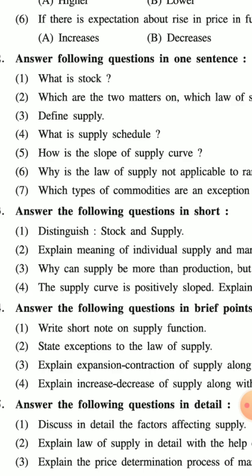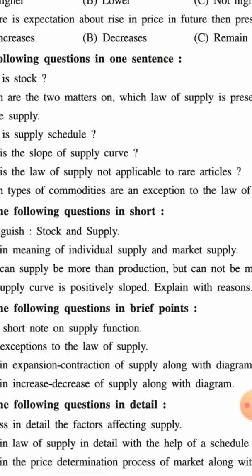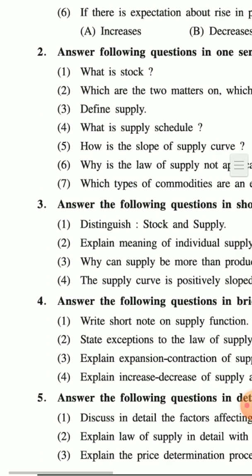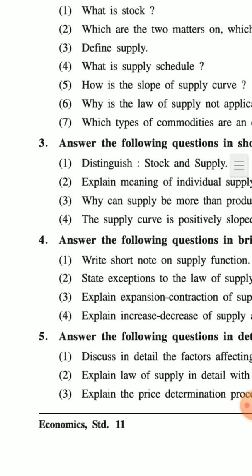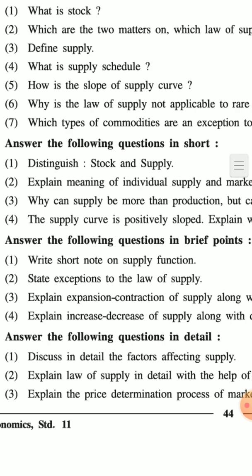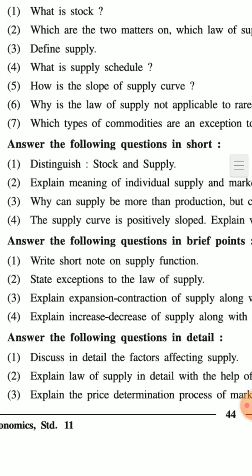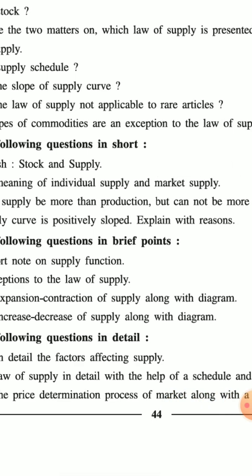So which type of commodities are exceptions to the law of supply? Then you explain the exceptions. Rare goods and what is the other good? That is perishable goods, they are exceptions. Then write this: distinguish between stock and supply. Distinguish what is individual supply and what is market supply. Explain the concept. Then why can supply be more than production? Supply is always more than production.